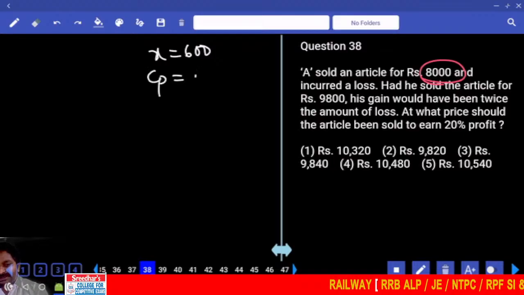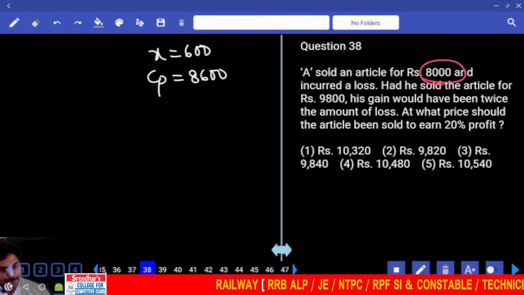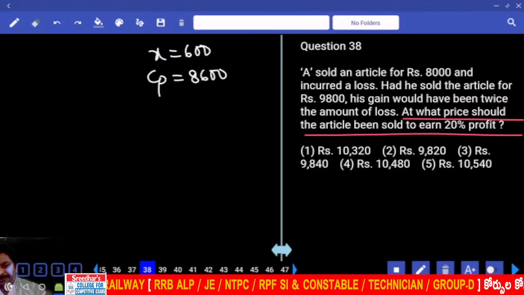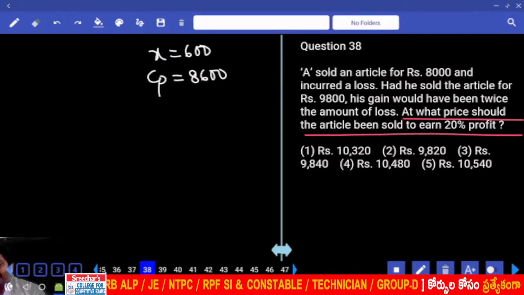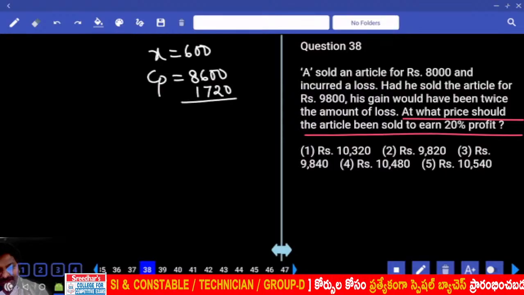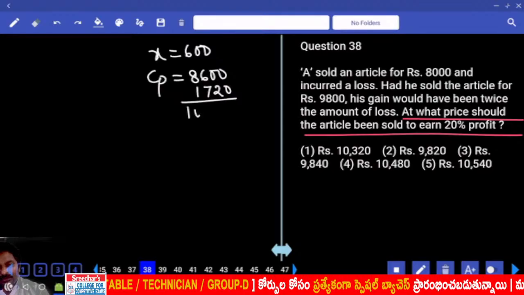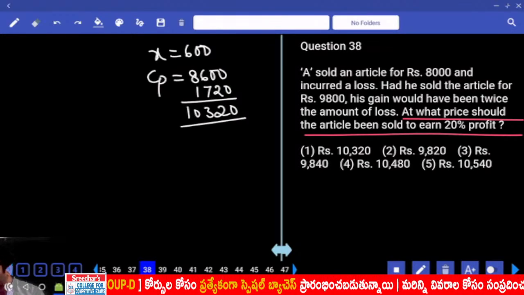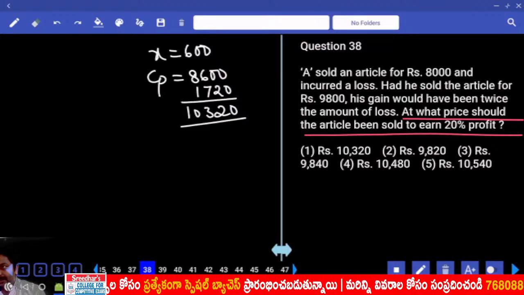When you sell it at 8,000, there was a loss of x rupees, which is 600. Then cost price is equal to 8,600. Now, at what price should the article be sold to earn 20% profit? 10%, 860. 20%, 1720. Answer should end with 20. Multiple options are there. 10320, first option. Clear?